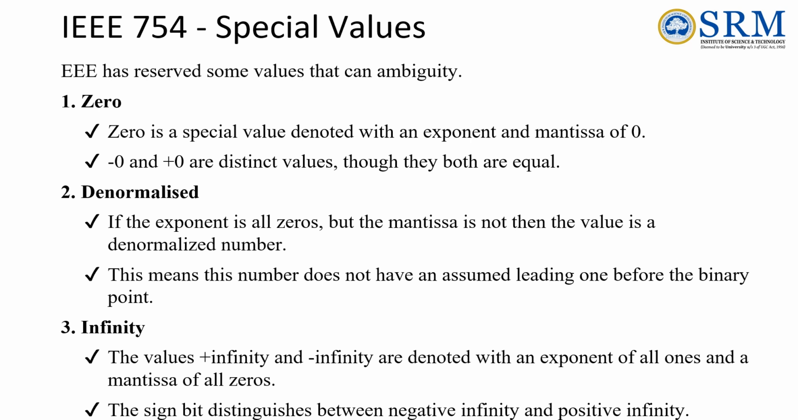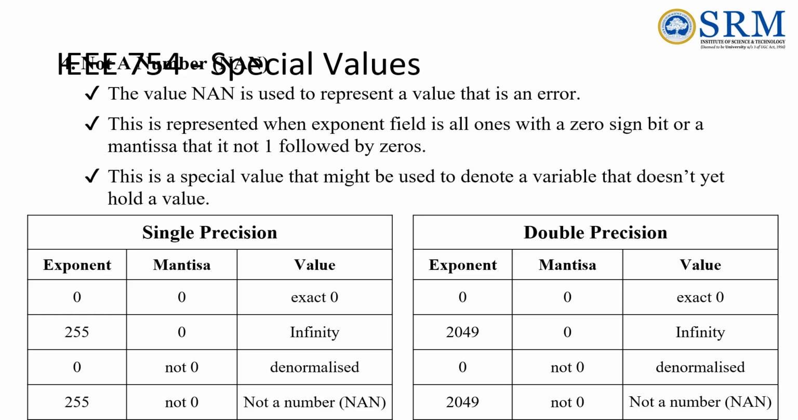IEEE has reserved some values that can be ambiguous. So 0 is a special value denoted with an exponent and mantissa of 0. Minus 0 and plus 0 are distinct values, though both are equal. Denormalized: if the exponent is all zeros but the mantissa is not, then the value is denormalized. Infinity: the values of plus and minus infinity are denoted with an exponent of all ones and a mantissa of all zeros. So this is single precision.